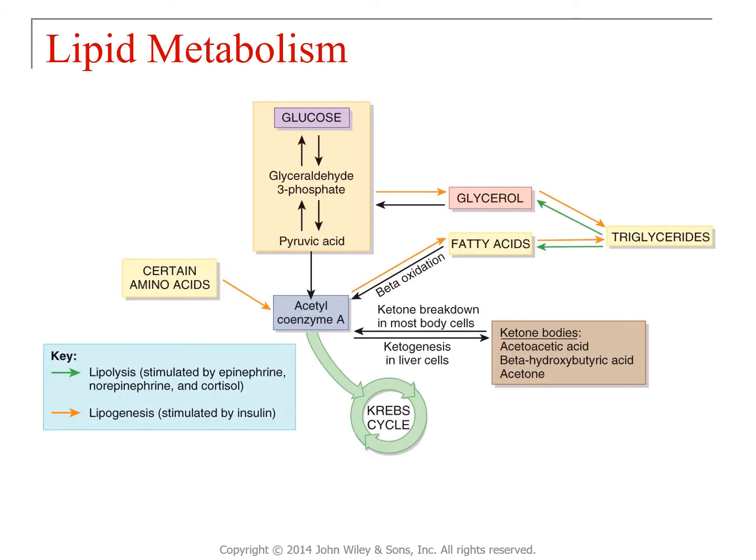Here we have an overview of lipid metabolism. Please note the triglycerides on the right of the slide can be broken down into glycerol and fatty acids in the process called lipolysis, which again is stimulated by epinephrine, norepinephrine, cortisol. That will provide substrates for gluconeogenesis as well as beta oxidation, where acetyl coenzyme A is formed, which then leads to the formation of several ATP molecules.